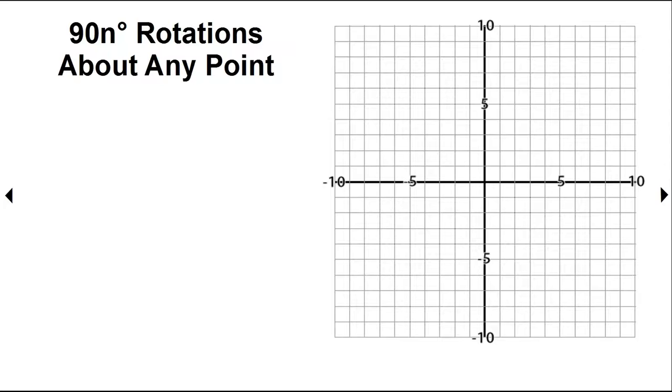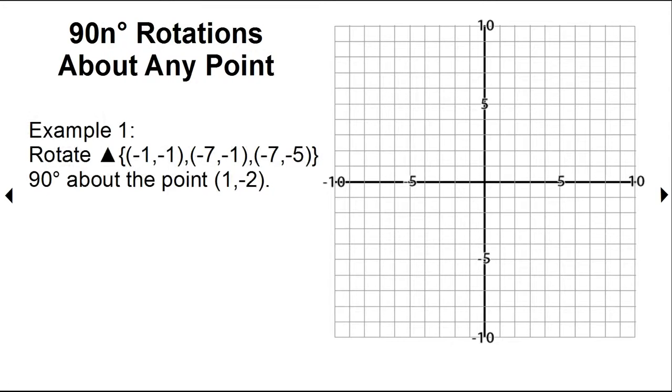This is pretty much the same as rotating 90 degrees about the origin. In this example, we need to rotate a triangle about a non-origin point. So let's plot all of those points and start using the same method as we did before.